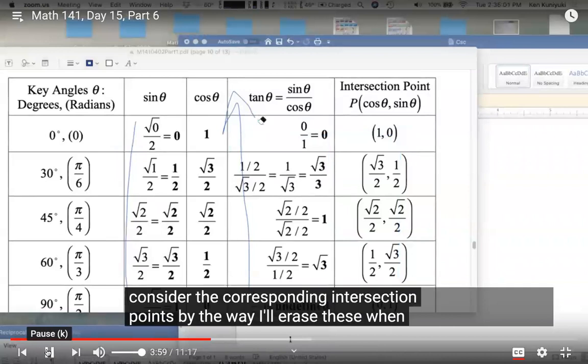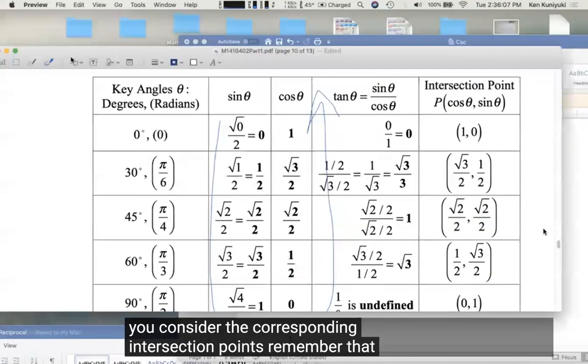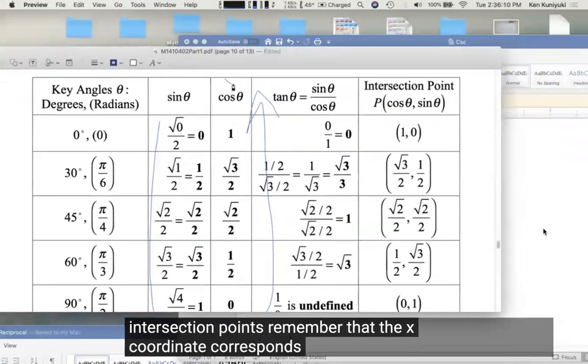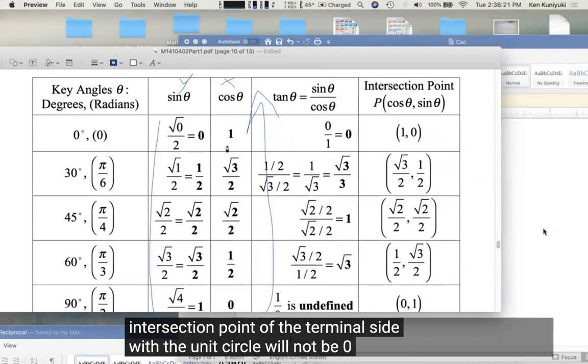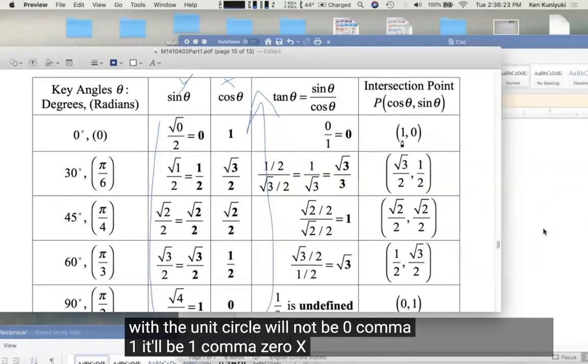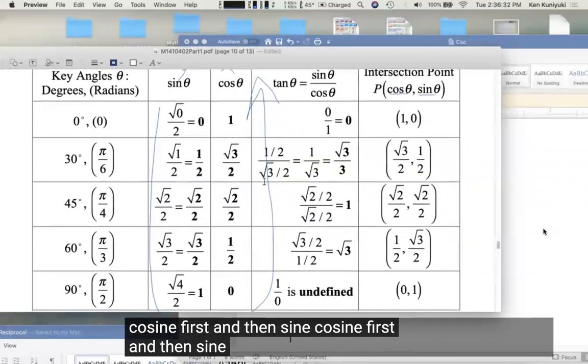There's my eraser. When you consider the corresponding intersection points, remember that the x-coordinate corresponds to cosine of theta, the y-coordinate corresponds to sine of theta. So for 0 degrees, the intersection point of the terminal side with the unit circle will not be 0, 1, it'll be 1, 0. X here, y here. Cosine first, and then sine.